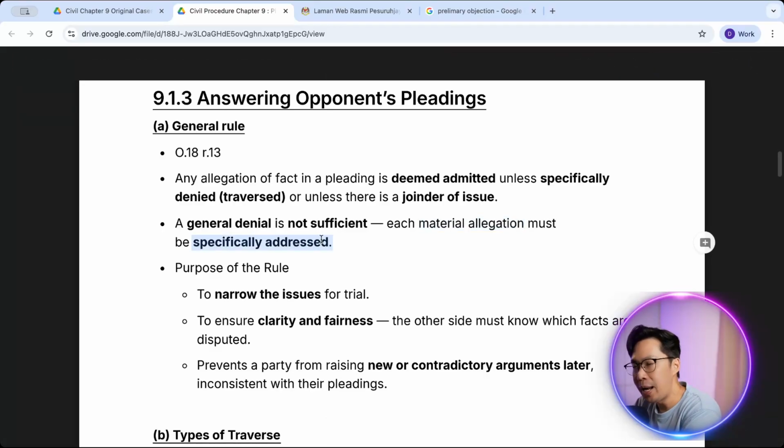So for example, Alex sent to Mr. Lee, point number 1, Mr. Lee, you do this. Point number 2, Mr. Lee, you do this. In Mr. Lee's statement of defense, Mr. Lee must say, point number 1, I deny. Point number 2, I deny. Point number 3, I deny. So the general rule is that kind of thing.